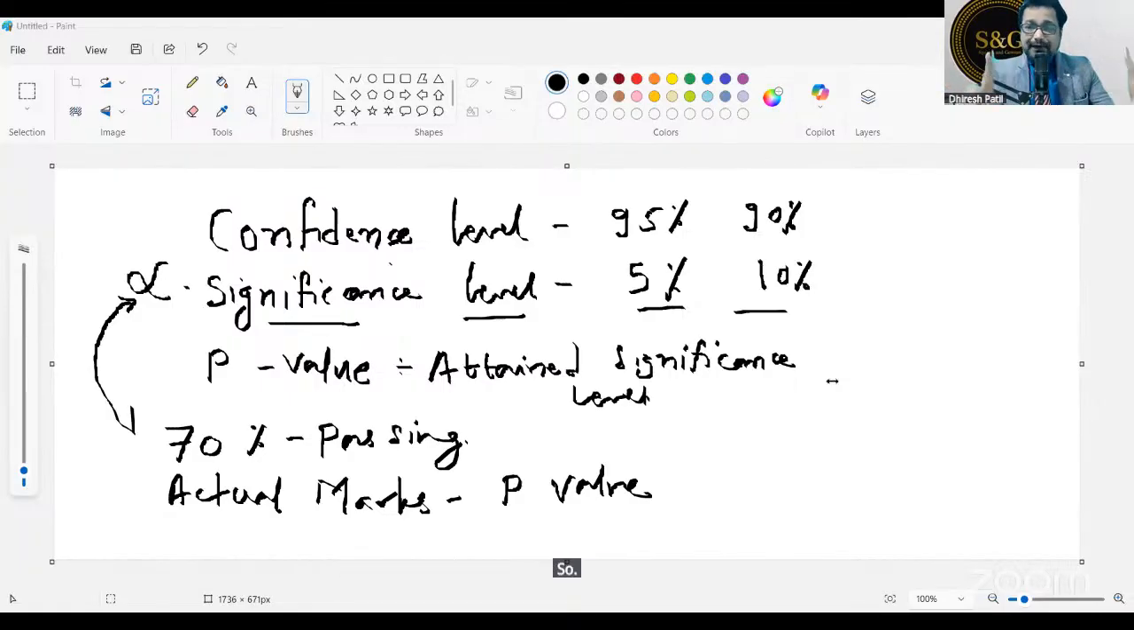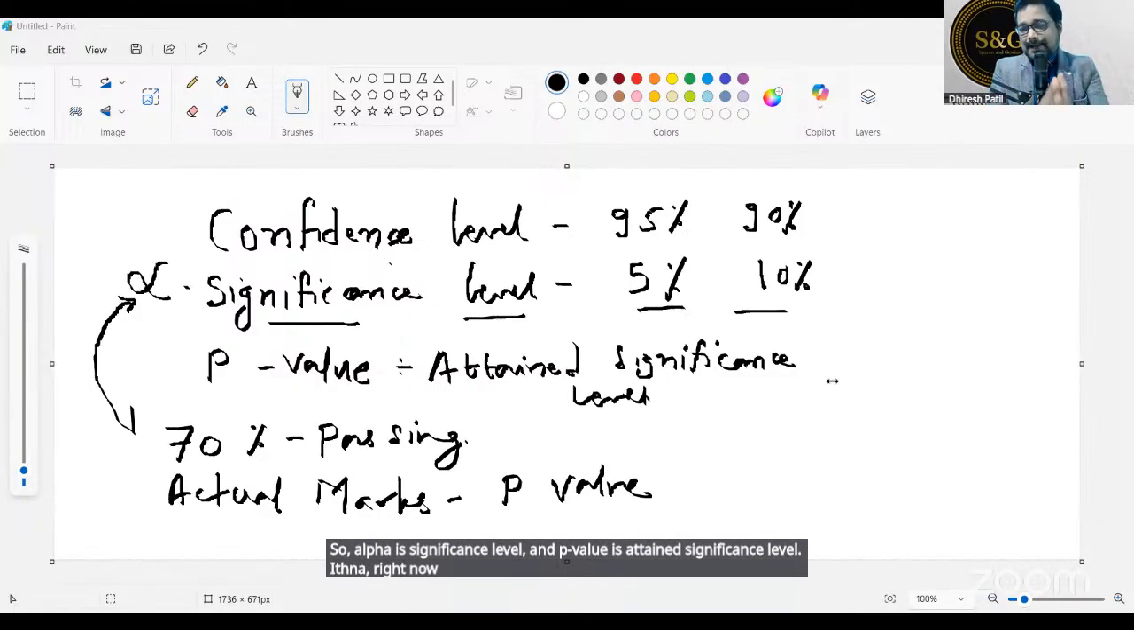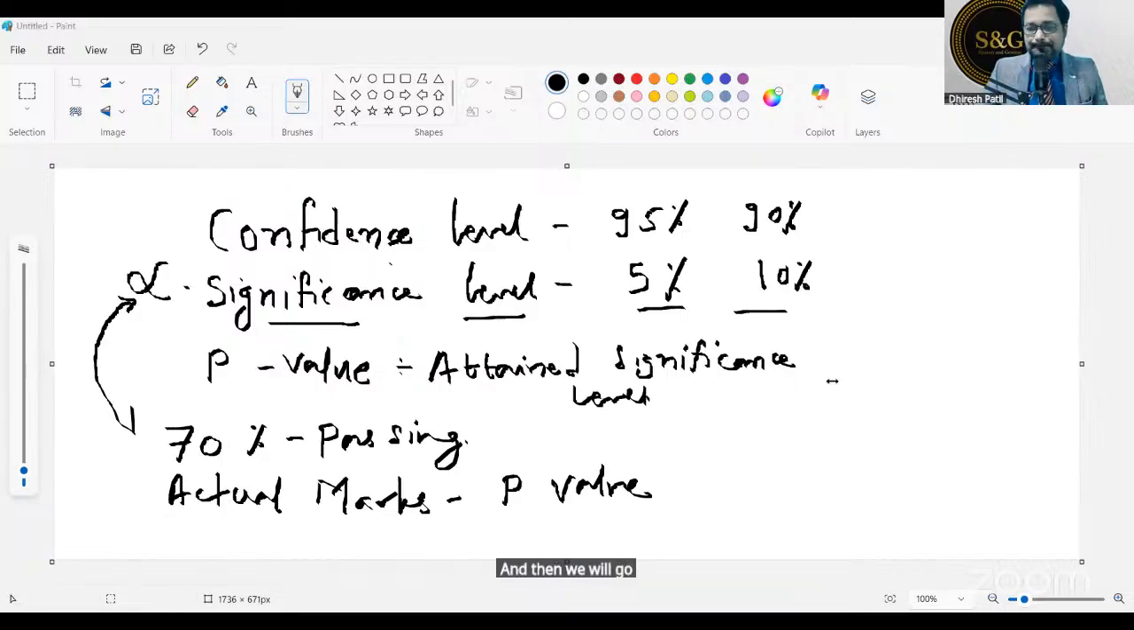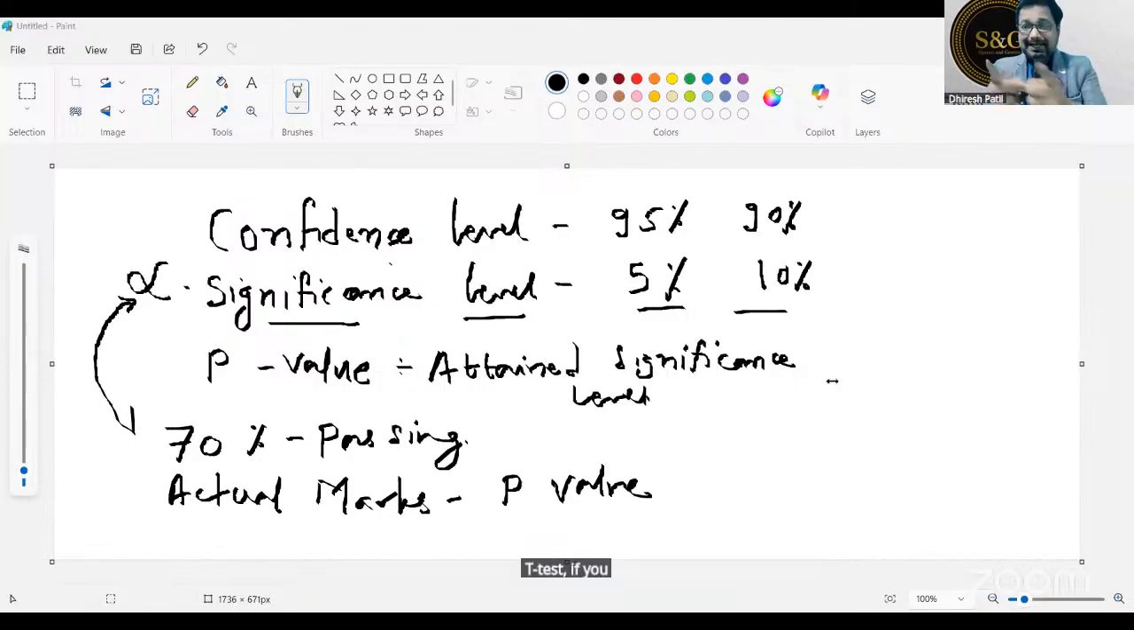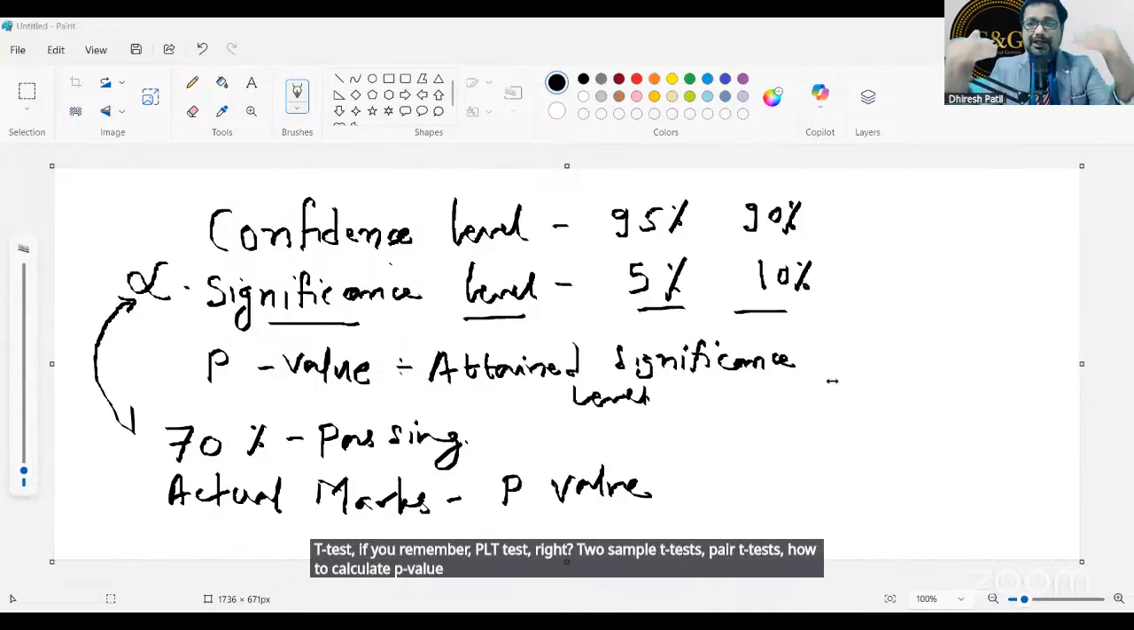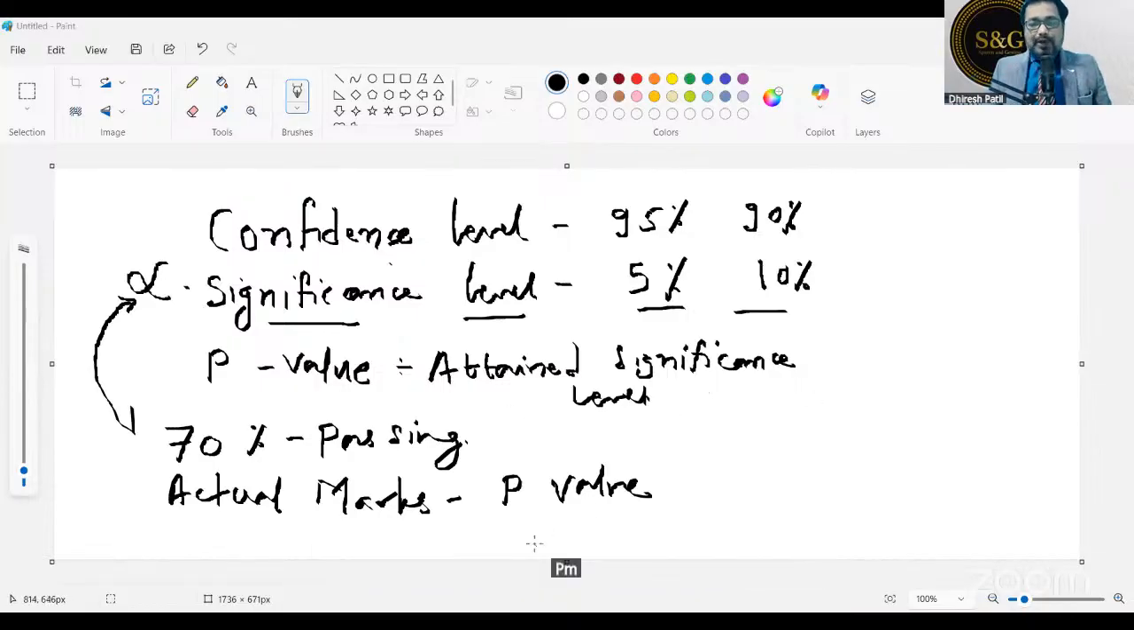So alpha is significance level and p value is attained significance level. इतना right now उतना remember करिए and then we will go ahead further. ठीक है? Yeah, got it. Super. So R square value, we have seen. Z test, F test, very nice. Two proportion, chi-square test. There are a lot of advanced. ANOVA we have seen. Pair t-test, if you remember, right? Two sample t-test, pair t-test, how to calculate p-value manually, everything we learned yesterday. Clear? Super. So today let's move ahead.